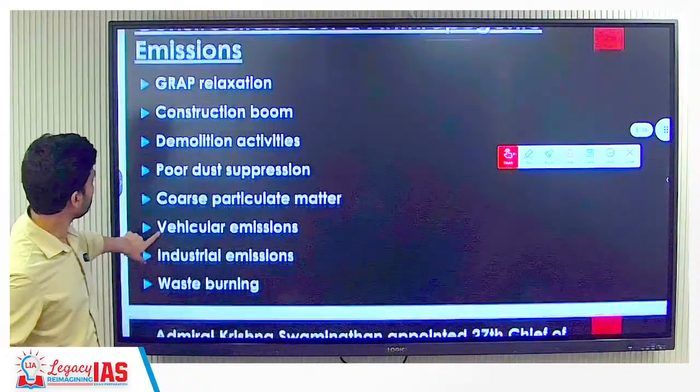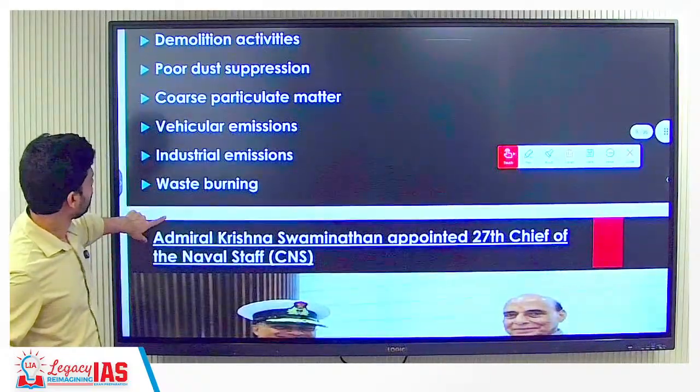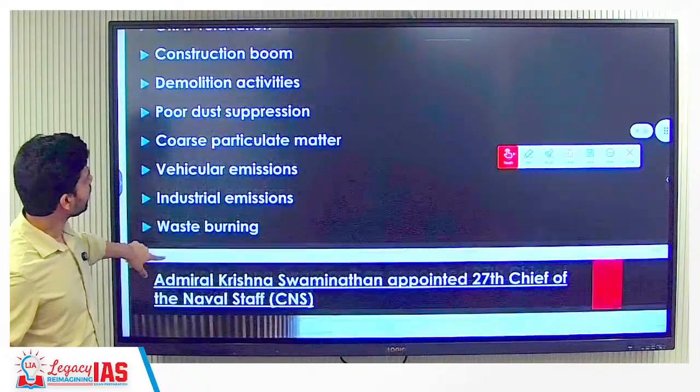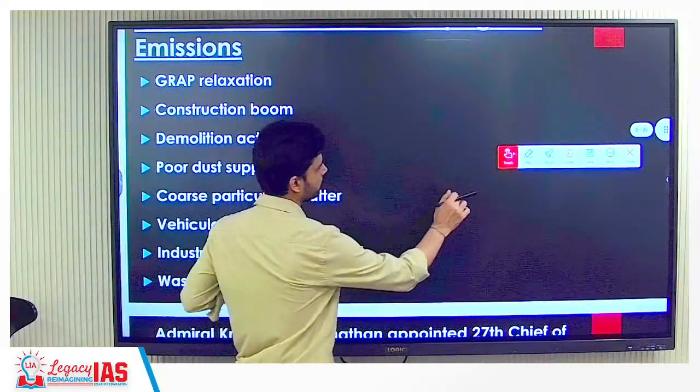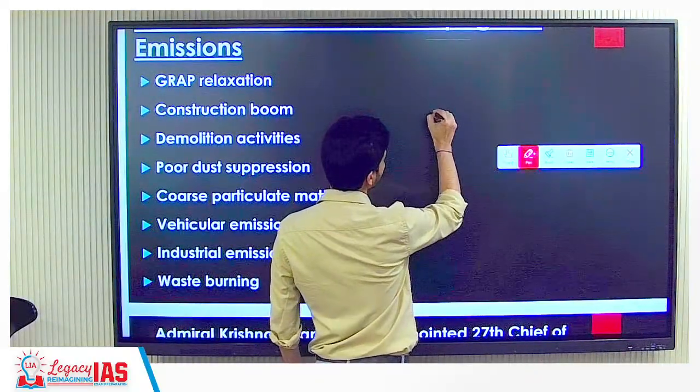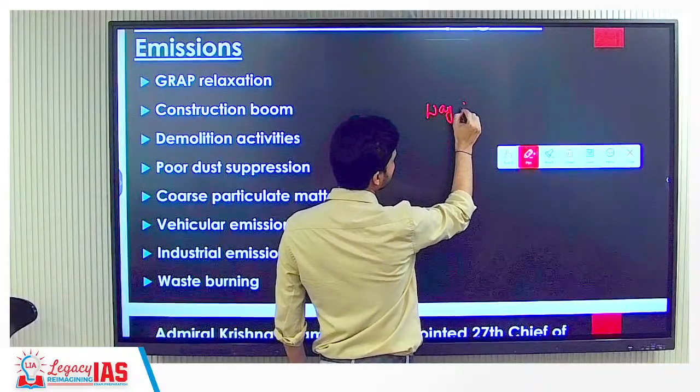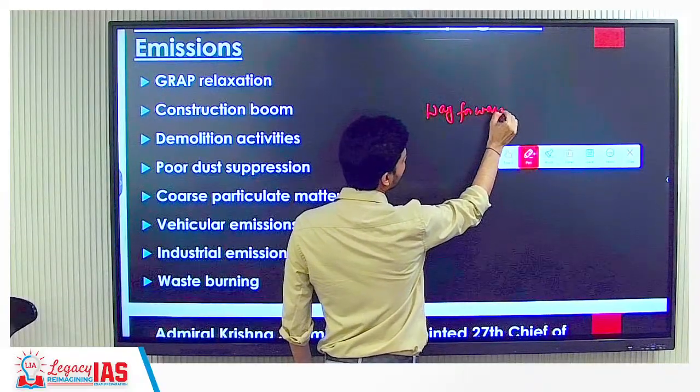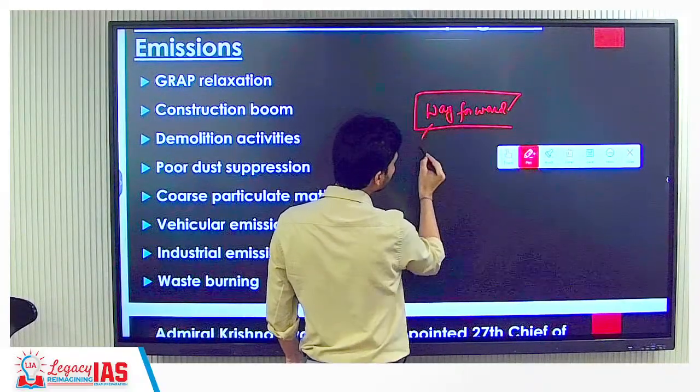Construction dust and anthropogenic emissions. What can we do, the way forward, right? A question can also be asked, what can you do to tackle these issues? Way forward. So that is where you have to link it to current affairs.